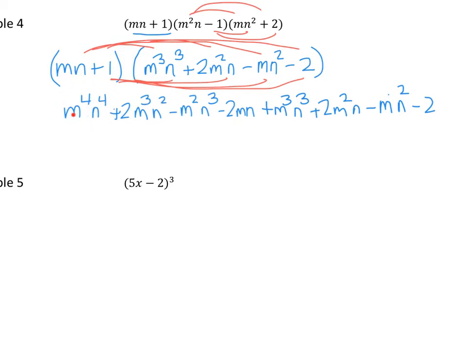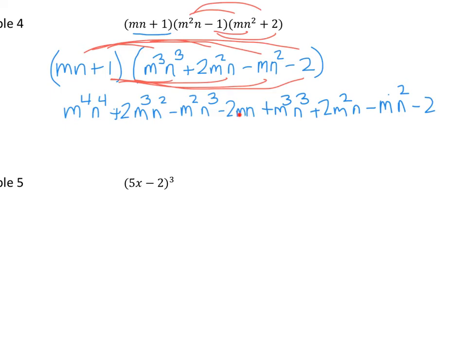So this first term, it's got an m to the fourth and an n to the fourth. If I gaze across here, there's no other term to combine with it. The next term has an m cubed and an n squared. So I'm looking for that combination across here, and I don't see it. The next term is m squared n cubed, and there are none.